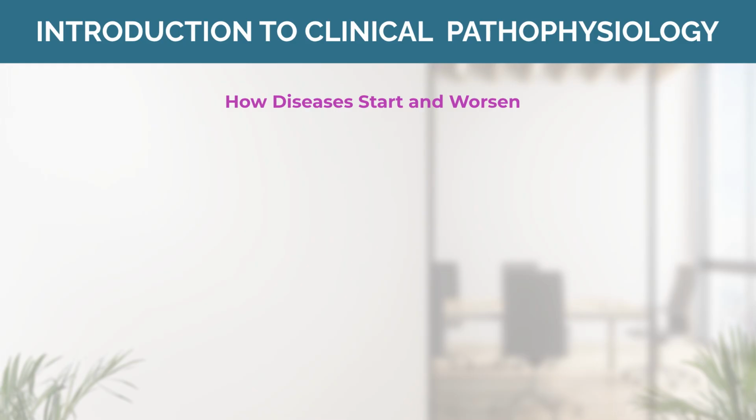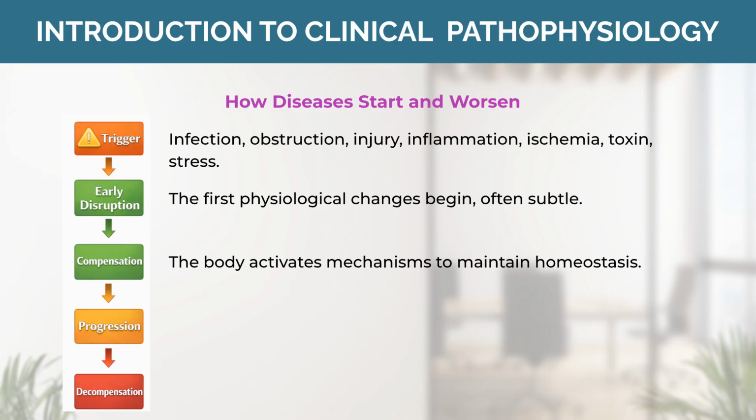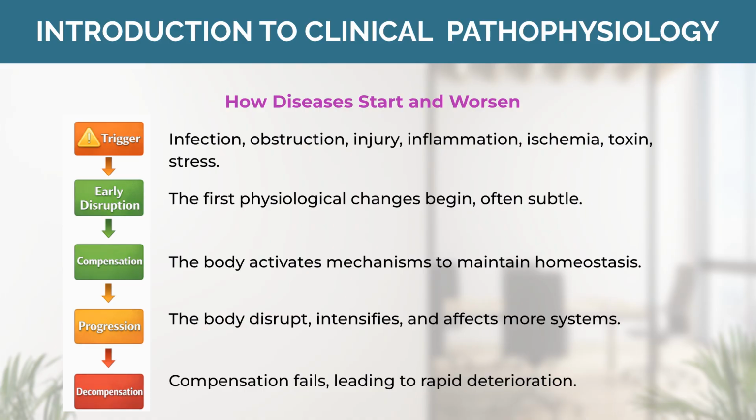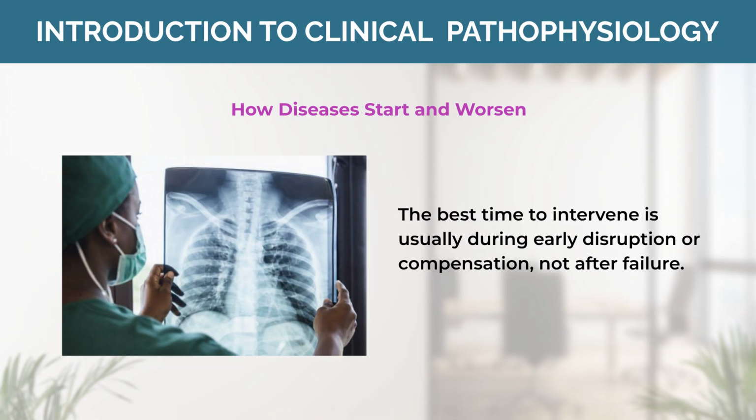Most diseases follow a predictable pattern. First, there is a trigger, such as infection, injury, inflammation, or reduced blood supply. Next comes early disruption, where subtle physiological changes begin. The body then enters a compensation phase, activating mechanisms to maintain stability. If the problem persists, the condition progresses, affecting multiple systems. Eventually, decompensation occurs when the body can no longer cope, leading to rapid deterioration. If not managed, this results in complications, including organ dysfunction and secondary damage. This is why early recognition is critical. The best time to intervene is during the early stages, before the body's compensatory mechanisms fail.